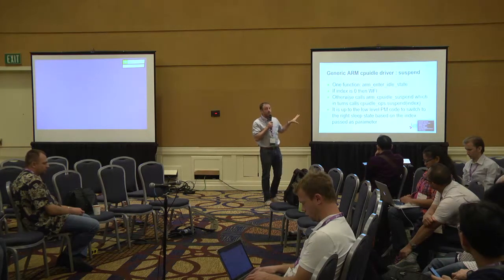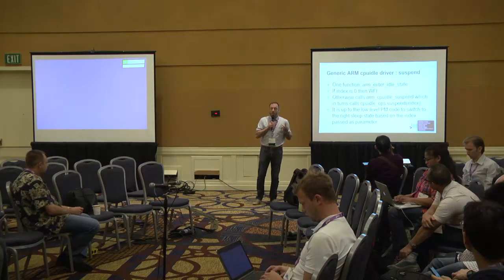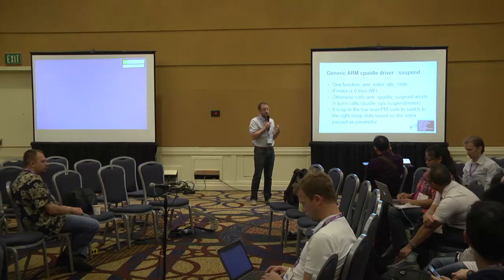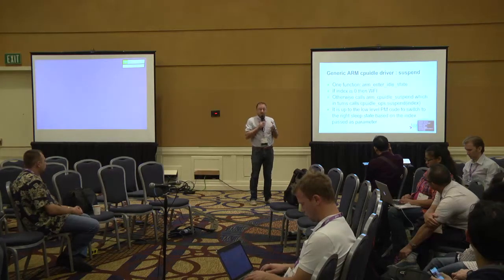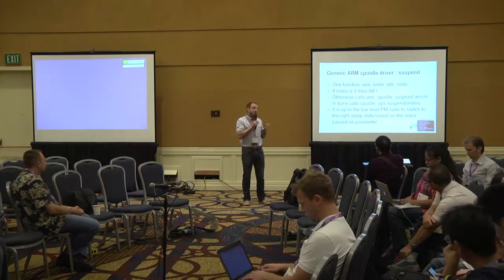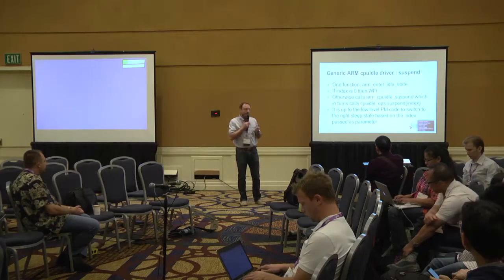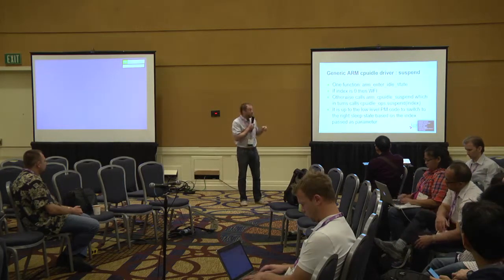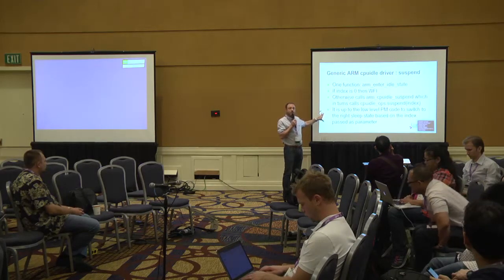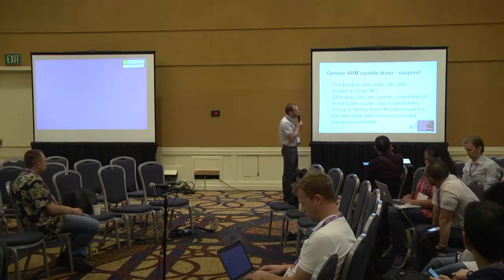So the low-level PM code looks at this index, and it knows the meaning of this index. If it's 1, it could say, okay, index 1 means I want just to do retention. If it's 2, that means I want to do core power down. If it's 3, then I want to do cluster power down. So it's up to the low-level PM code to figure out what to do with the index passed in parameter.